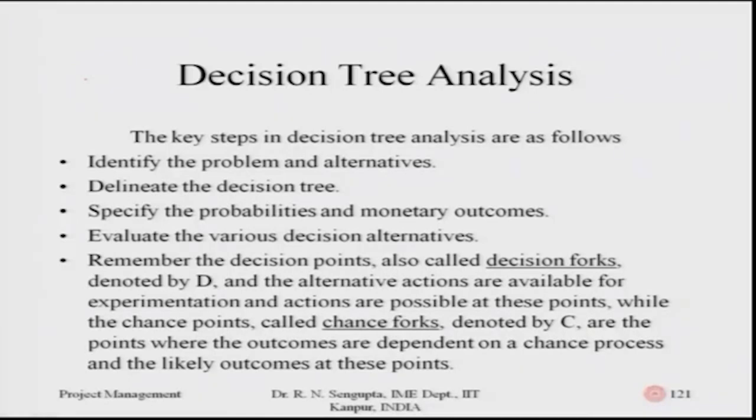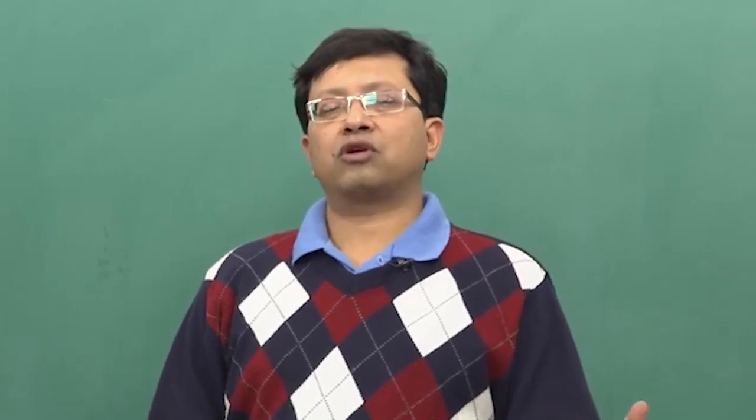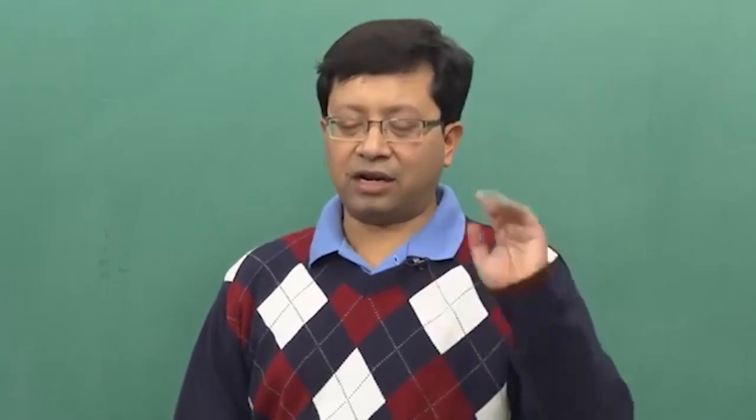While the chance points are called the chance forks, where there are chances of one alternative or decision being true, they are denoted by C, and these are the points where the outcomes are dependent on a chance occurrence, and the likely outcomes at these points are a conglomeration of the decisions which have already been taken. Now, when you are trying to proceed for the decision, remember that you would not go from the start to the finish, but backwards. Why is that? I will come to that within a few minutes.